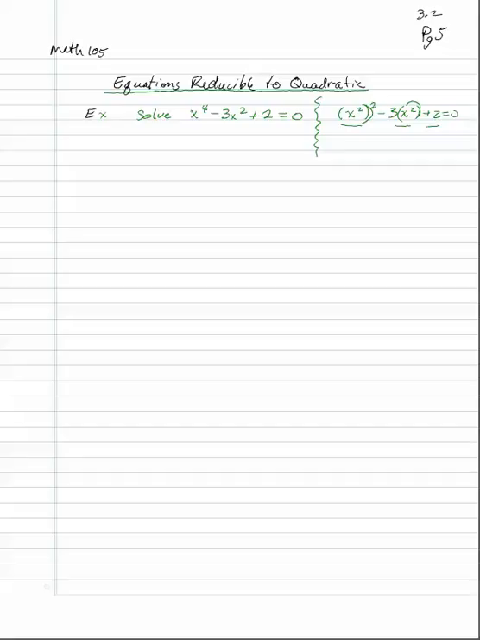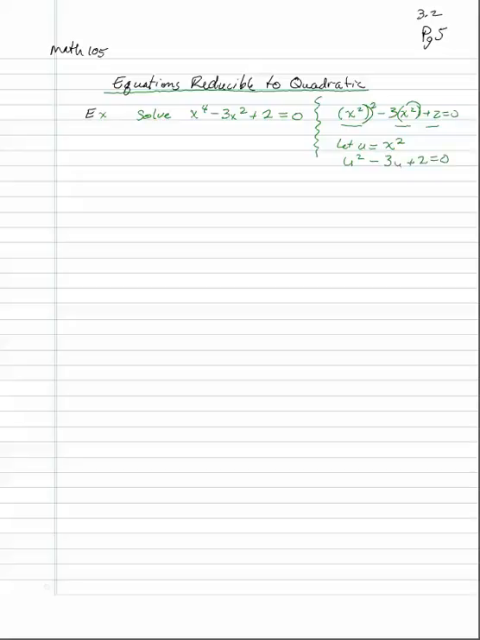So what I do is I'm going to do what's called a u substitution. Let u equal x squared, and you're going to substitute it in. So we're going to get x squared squared is x to the 4th. So we're going to get u squared minus 3u plus 2 equals 0.